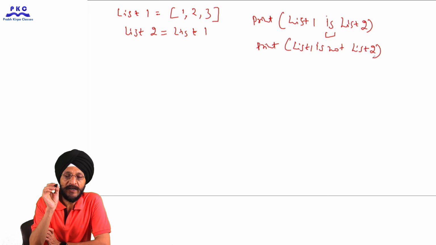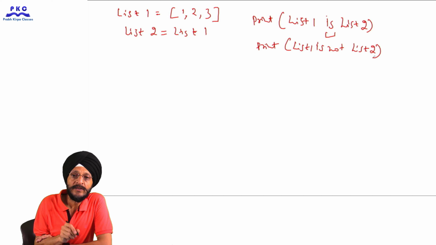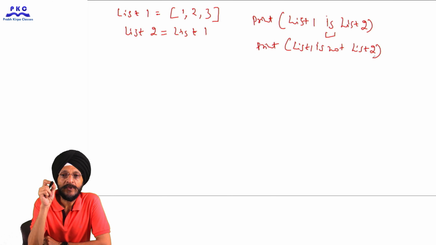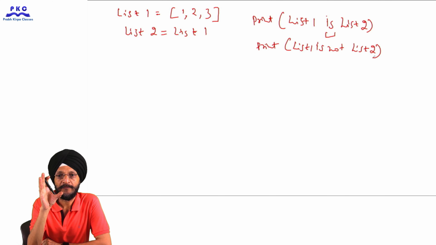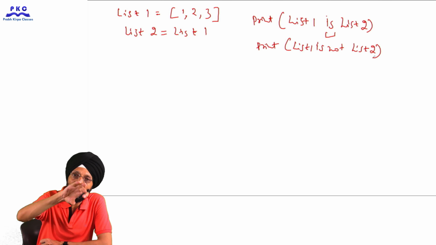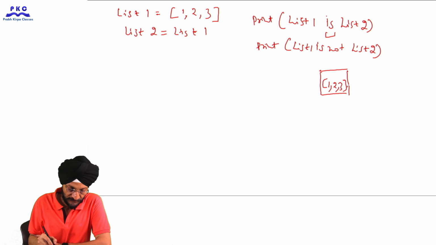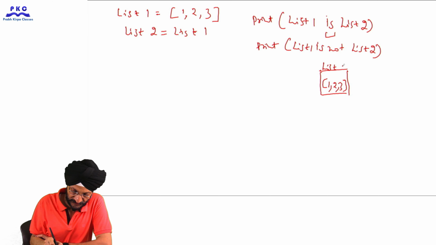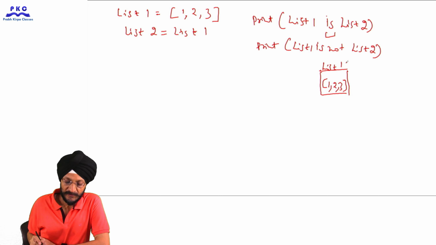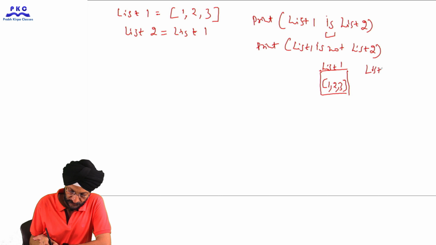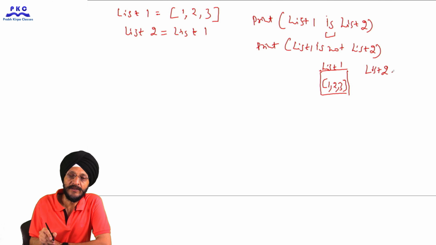So you will find that while creating list 2, we have not created a separate list. List 2 is just referring to the list which has already been created. That is, this is the object which was created, and the reference was list 1. When we wrote list 2, it is referring to the same object in memory.